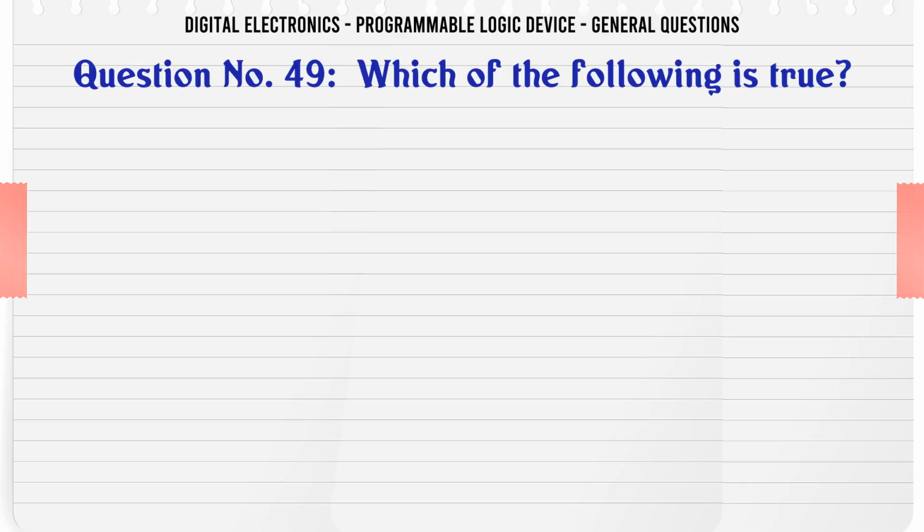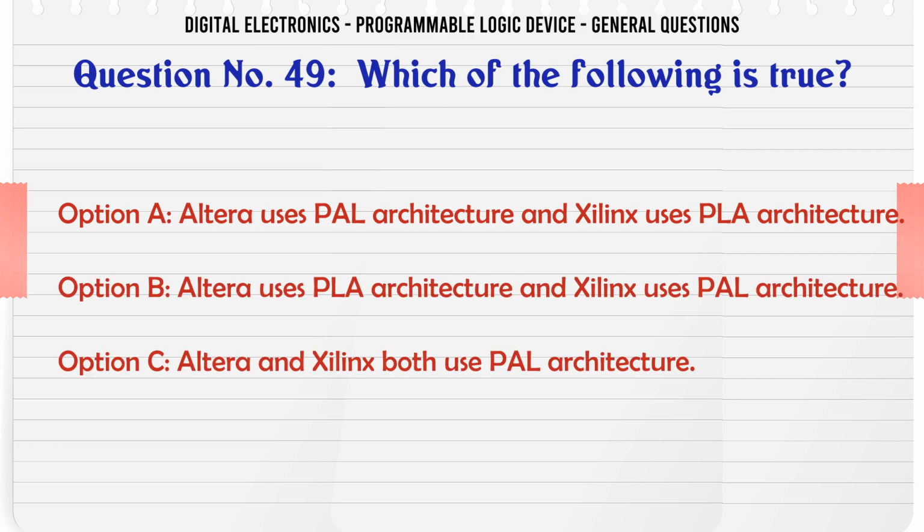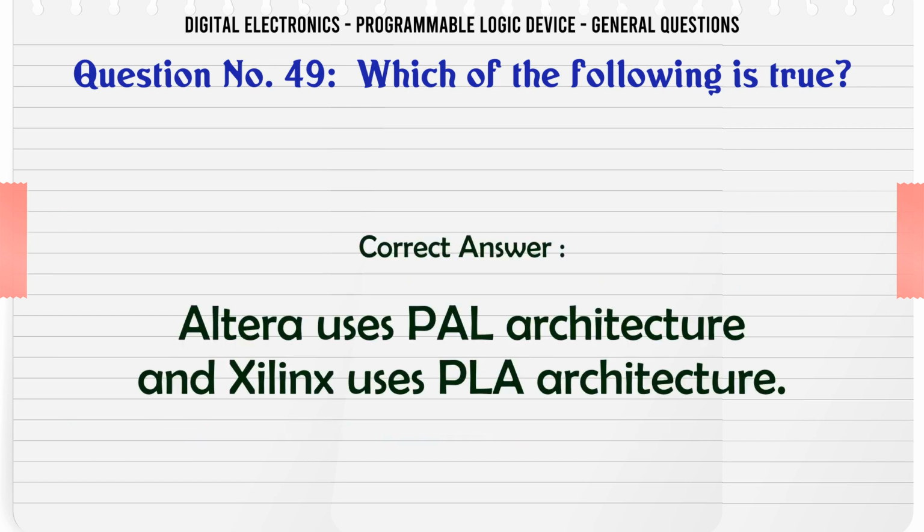Which of the following is true? A. Altera uses PAL architecture and Xilinx uses PLA architecture. B. Altera uses PLA architecture and Xilinx uses PAL architecture. C. Altera and Xilinx both use PAL architecture. D. Altera and Xilinx both use PLA architecture. The correct answer is Altera uses PAL architecture and Xilinx uses PLA architecture.